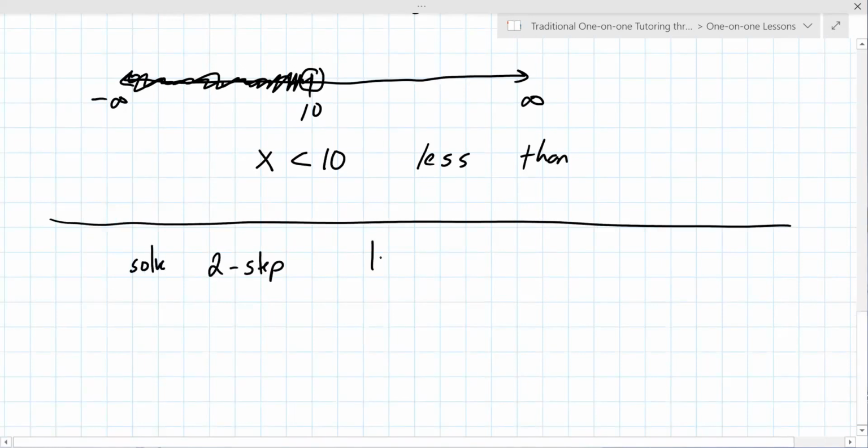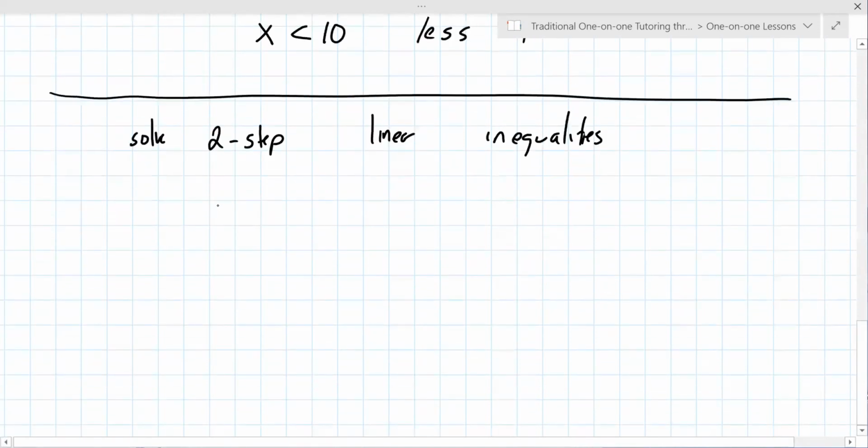So we're going to solve two-step linear inequalities. It's not going to be that bad. 2x minus 3 is greater than 8. Here's what I want you to do. I want you to imagine that this is really, on the right, 2x minus 3 equal to 8.